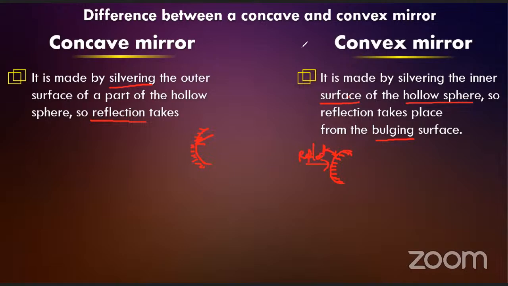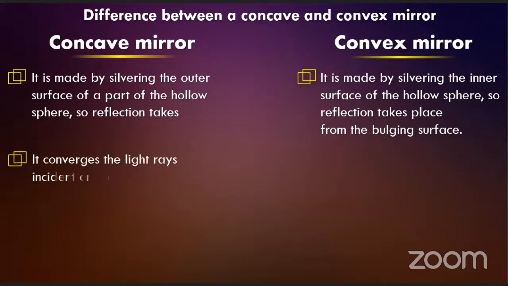So there is a chance to be asked the difference between the concave and convex mirror, or concave and convex lens, for a 2 marks question. So at least you have to write 2 to 3 points for each. It converges the light rays incident on its reflecting surface, as we have discussed in the previous session. It is our concave mirror.